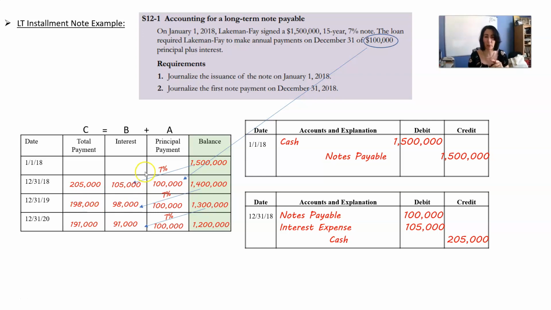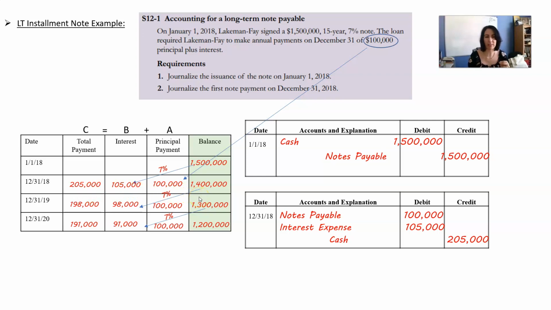Okay, so I hope you see that there's some principal, some interest. In this particular problem, they tell us what they want the principal payment to be. They're not always going to tell us that. They might tell us something different. Instead, they might tell us the total payment. Now, if you see here, the total payment changes each year. Well, that's great because that's how this note is set up. But not all notes are set up this way.